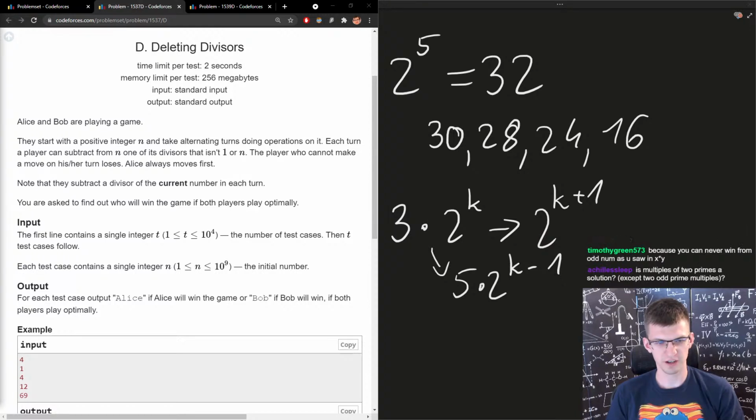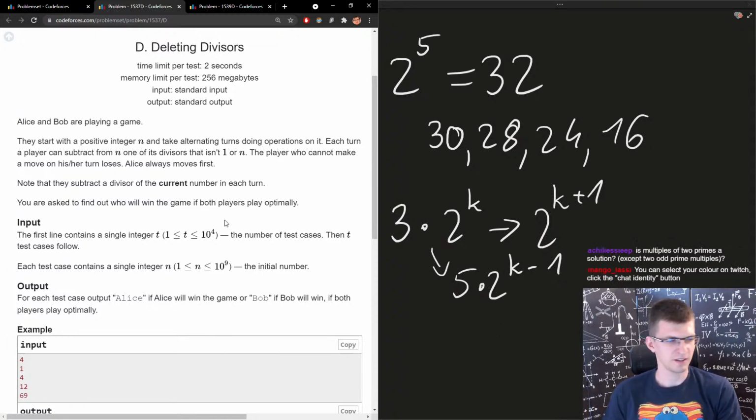I still don't know why I cannot win from odd number. Multiples of 2 primes a solution, except odd prime multiples. I don't know. Okay, I give up. I will brute force the pattern.